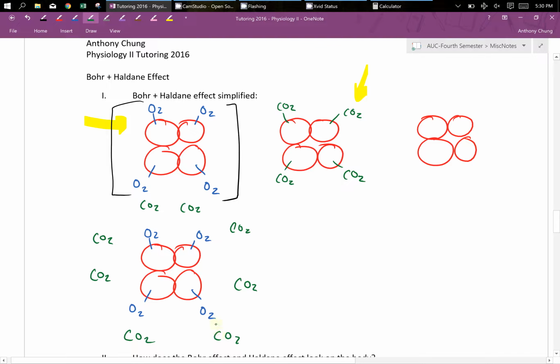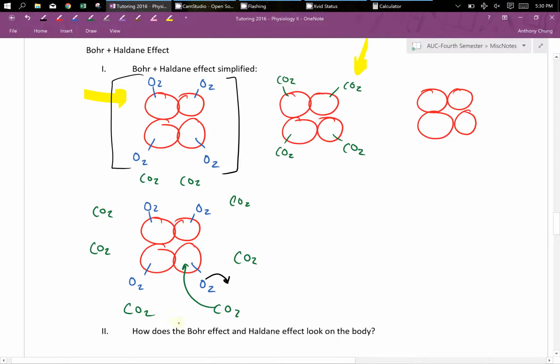Your CO2 is going to come onto your hemoglobin. What's going to happen to the oxygen? I'm not going to bind there. Yeah. So when you have a situation where you have a lot of CO2, what happens to your binding of your O2? Decrease. This is known as the Bohr effect.